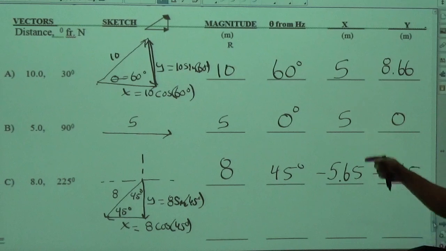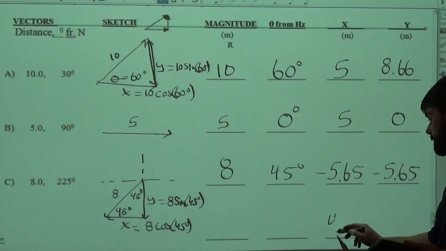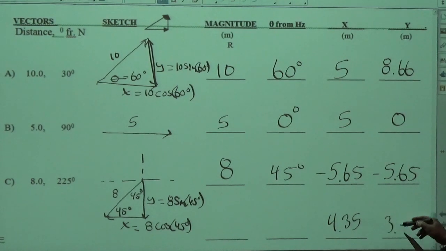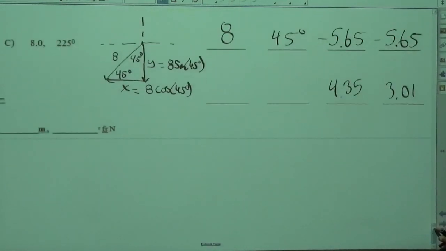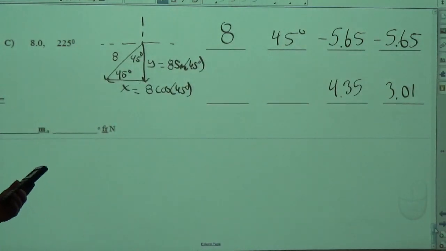So I have 5 plus 5, which is 10, and then if I subtract the 5.65 from the 10, this leaves me with a positive 4.35 for our x component. And then our y component, we have that 8.66 that we started with. Add 0 and subtract 5.65, and that gives me a positive 3.01. These are the components I'm going to use to draw my new triangle to solve for the resultant vector of a plus b plus c, which is going to equal d.